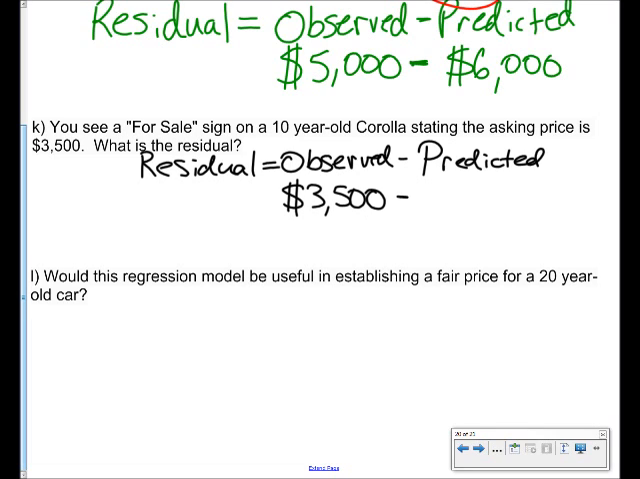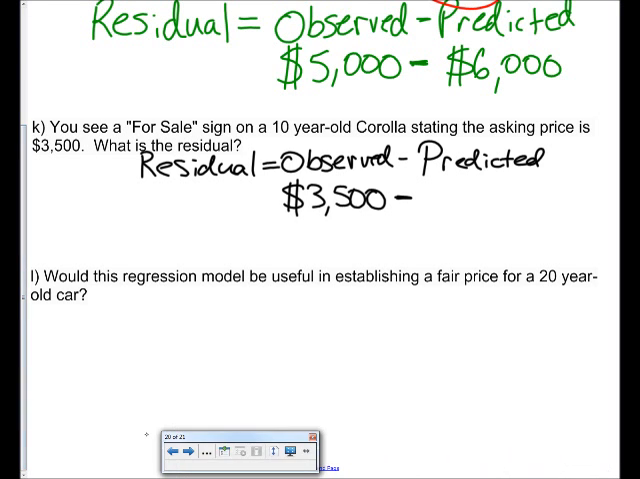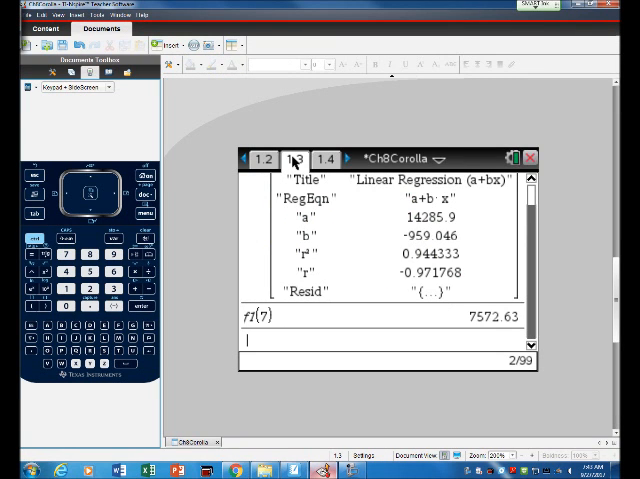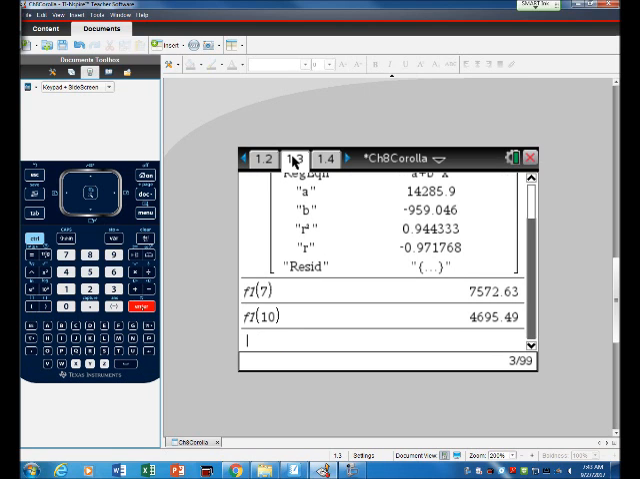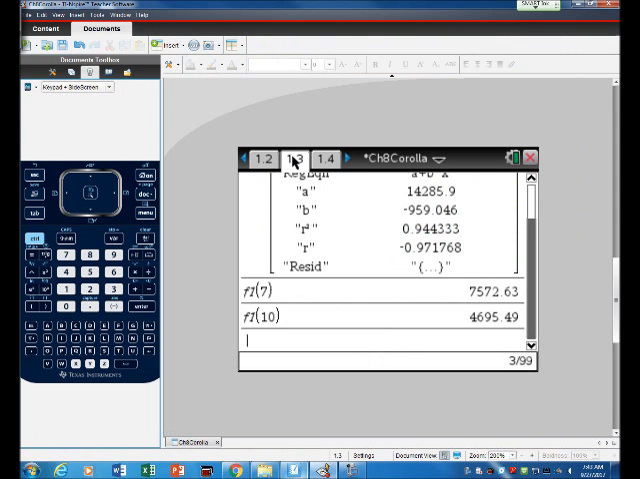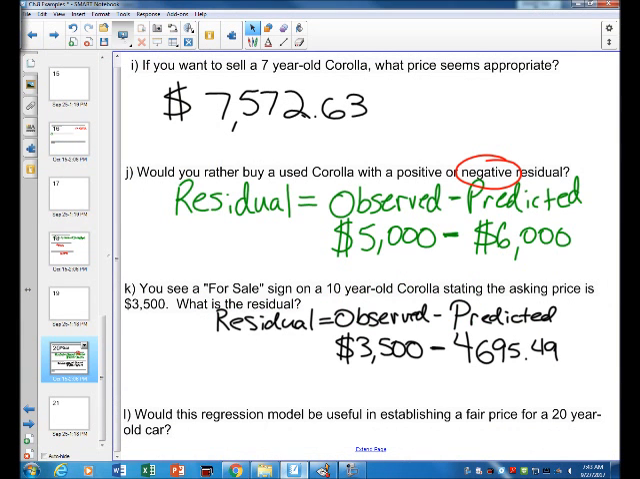So we want to find out, well, if it's 10 years old, what does the model think it should be? So I'm going to use my linear model from my calculator and do F1 of 10, basically saying if it's 10 years old, how much would it be? All right, so if it's 10 years old, it looks like $4,695.49. So I'm going to write down 4695.49.